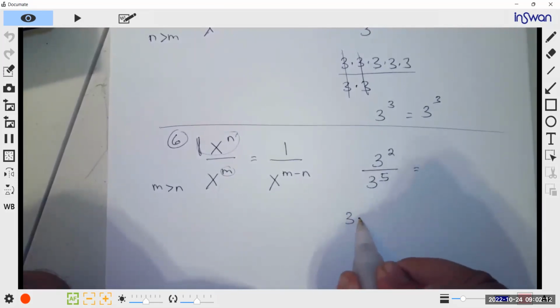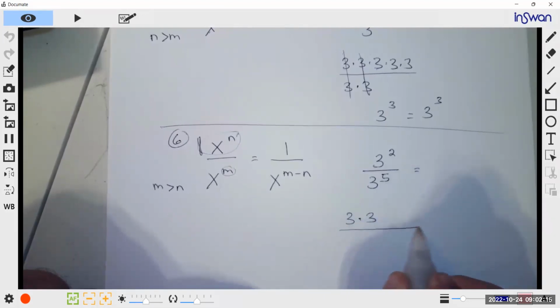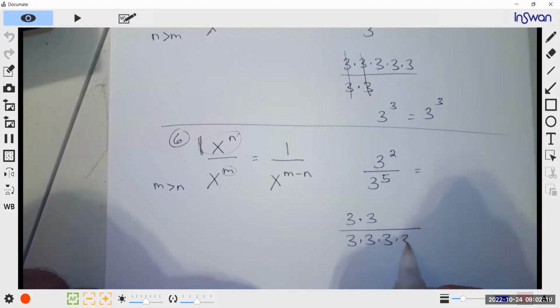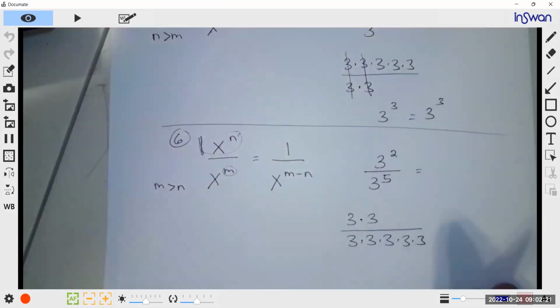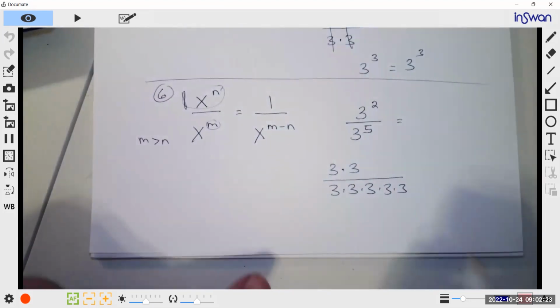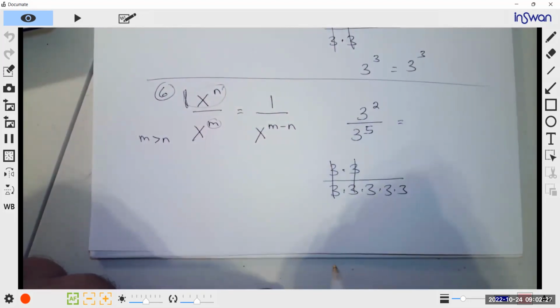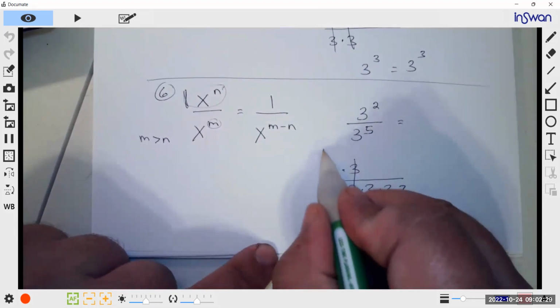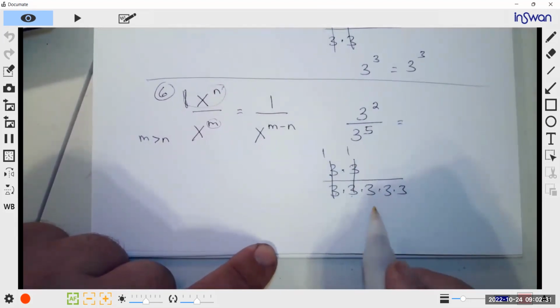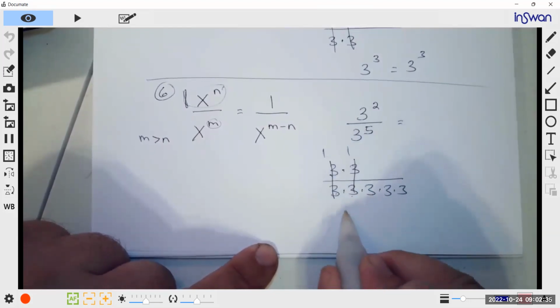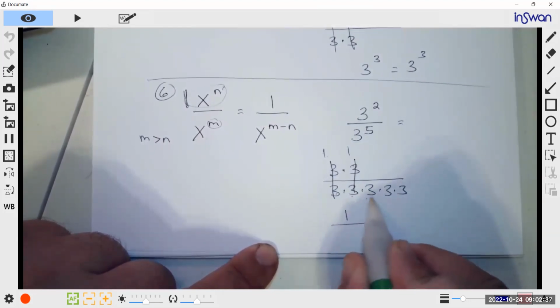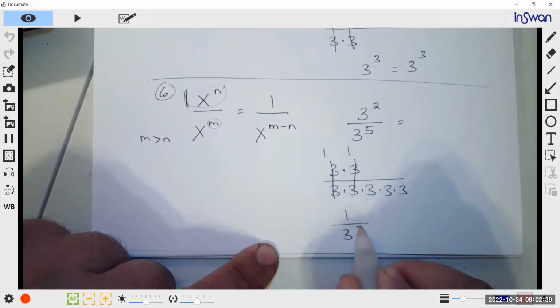So we have 3 times 3, over 3 times 3 times 3. So we cancel. 3 goes into 3 once, 3 goes into 3 once. So what do we have left? We have 1 times 1 is 1, over 3 times 3 times 3. 3 to the third.